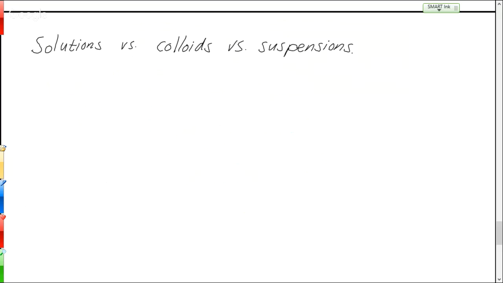Kind of. It is the mass of the particles, but it's because in a suspension you have larger particles. So we can kind of make this into a little graph and say that this has to do with particle size of the solute.